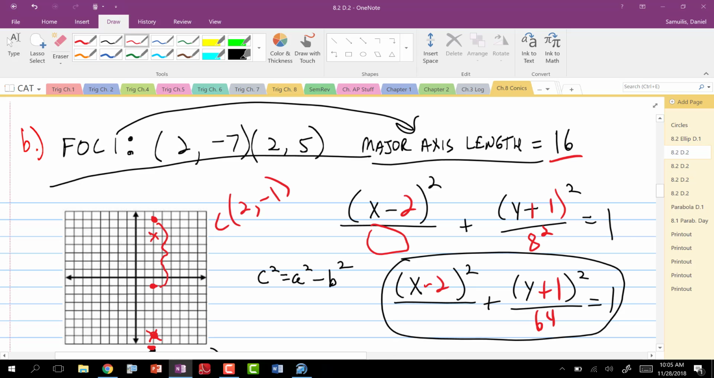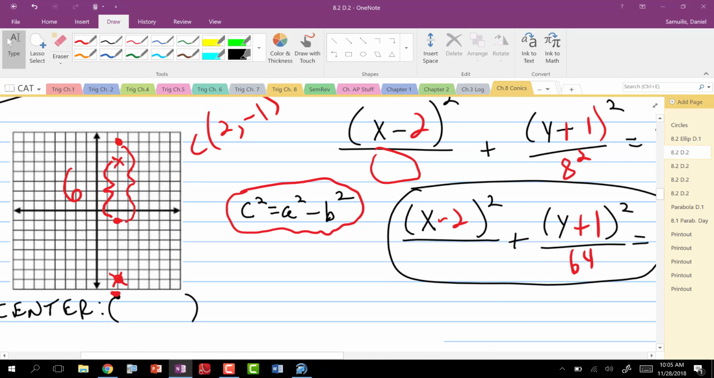Now, how do I find this value? Well, what's this move from here to here? How far is that? It's simple counting. It was 6. What does 6 represent in this little equation right here? Not A, not B. C. It's the foci. So 6 squared equals, and then what does 8 squared or 8 represent? A or B? Not B. It's A because it's the major axis. It is the larger of the two. So it's the larger move. It's the major axis. It is the A value.